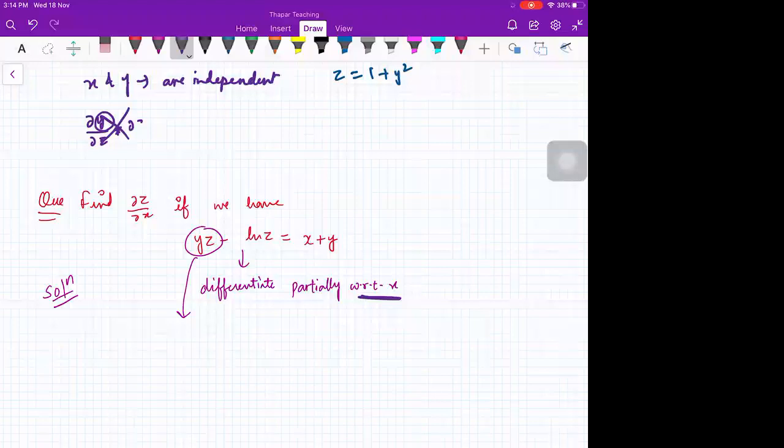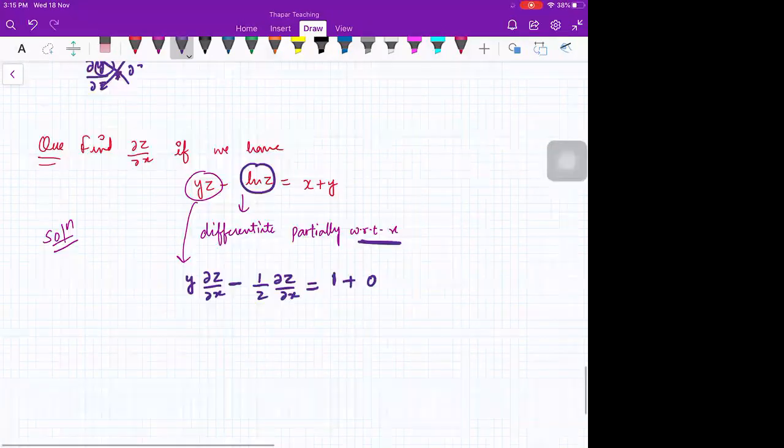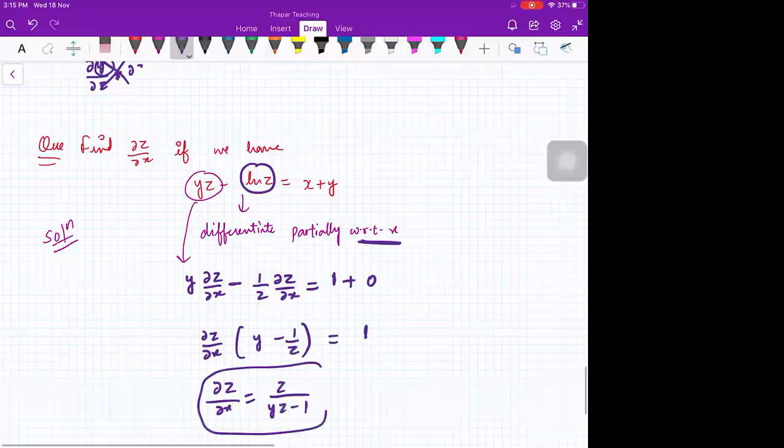So this will be y times curly z by curly x, minus here 1 by z into curly z by curly x. And here you will get 1 plus 0. So your curly z by curly x into y minus 1 by z is equal to 1. So your curly z by curly x is z upon yz minus 1. So this is your answer. Is that okay?